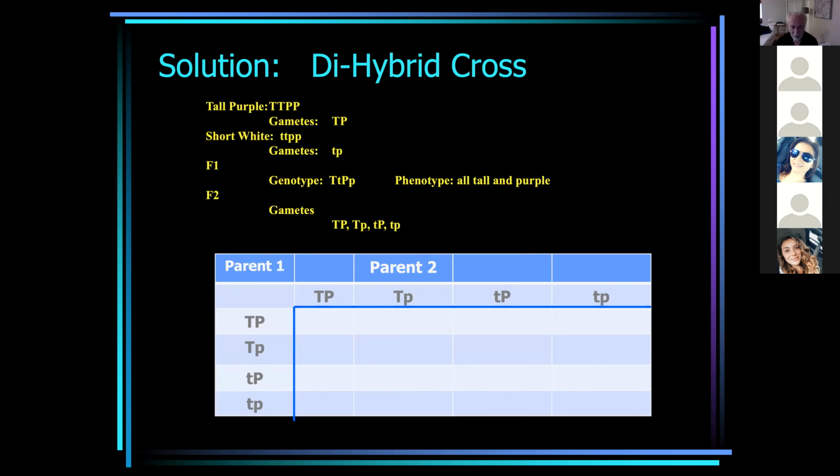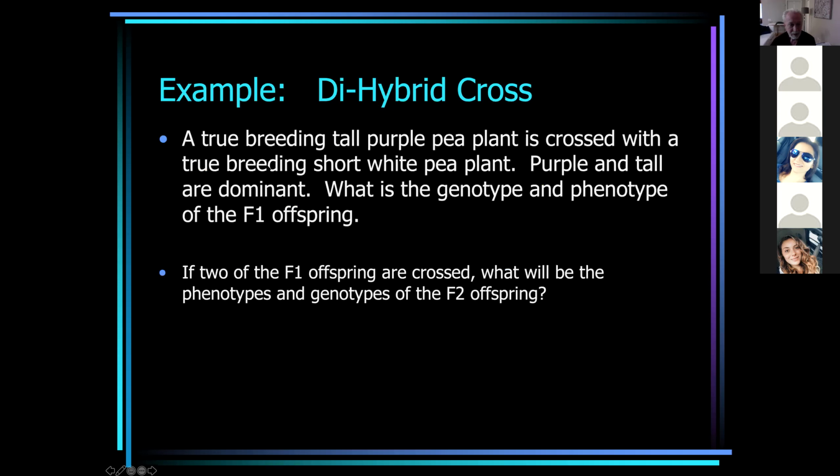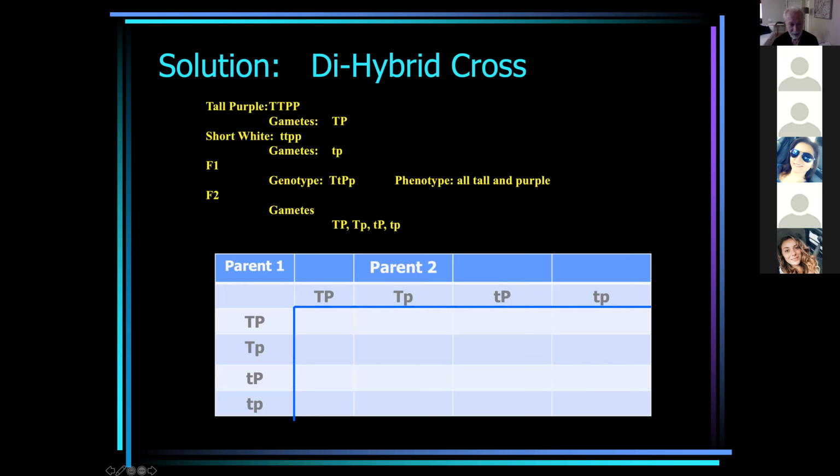Well, that's something for you to work out. I've started it here for you by sorting out what are the gametes. So we know that the tall purple plant is true breeding, and the short white plant is also true breeding. And both purple and tall are dominant.